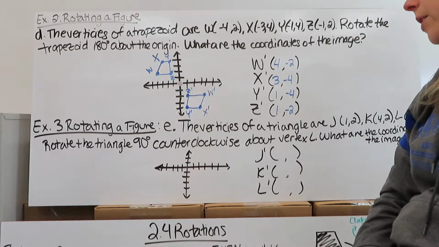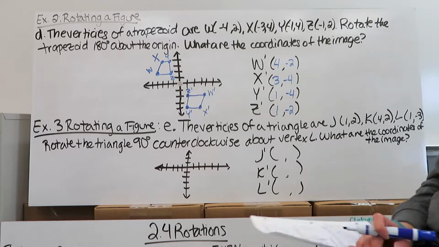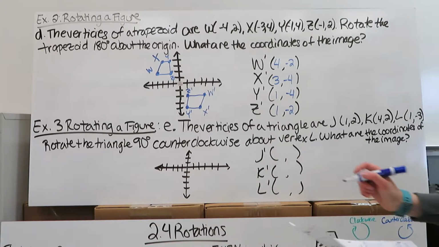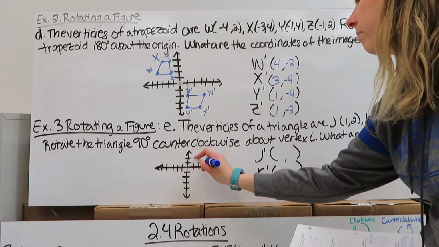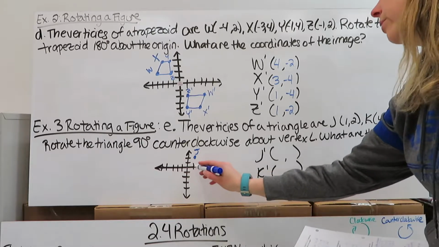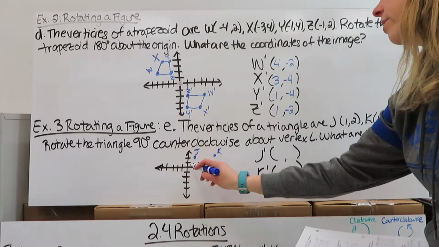Example 3, rotating a figure. The vertices of a triangle are J (1, 2), K (4, 2), L (1, -3). We're going to rotate the triangle 90 degrees counterclockwise about the vertex L. What are the coordinates of the image? So let's start by drawing in our shape. J is at (1, 2). We have K at (4, 2). We have L at (1, -3).